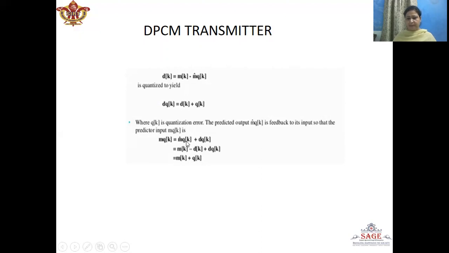So MQ cap K will be generated as MK minus DK, and plus DQK will be taken from the equation. Now it will be MK, and DQK minus DK is given as QK. So it will be MK plus QK. So we can say that MQK is generated when MK is added to the quantization error. So it is obvious that MQK is the quantized version of the MK.